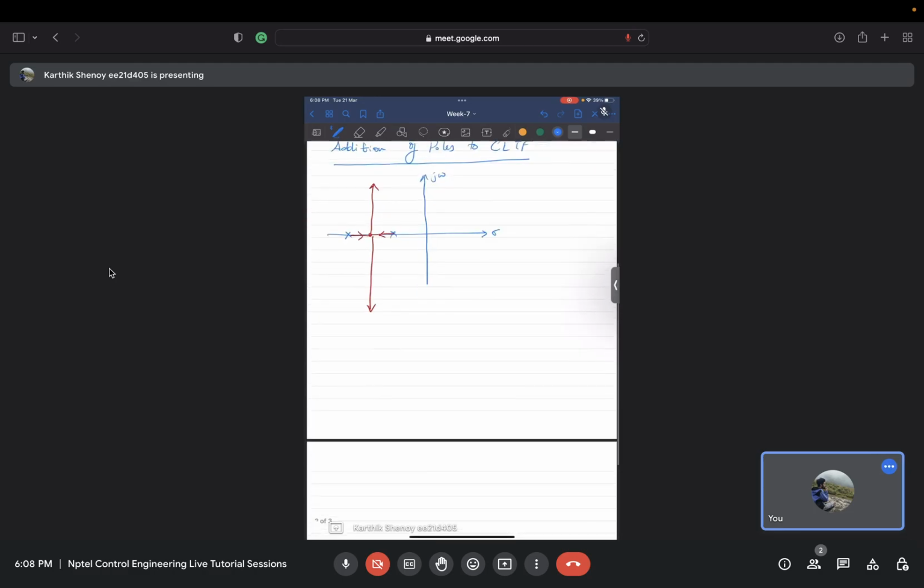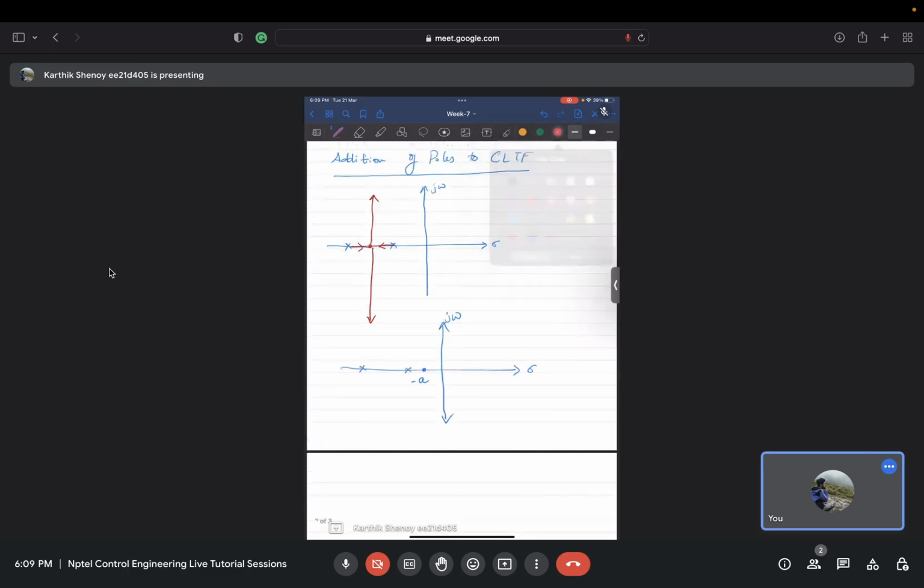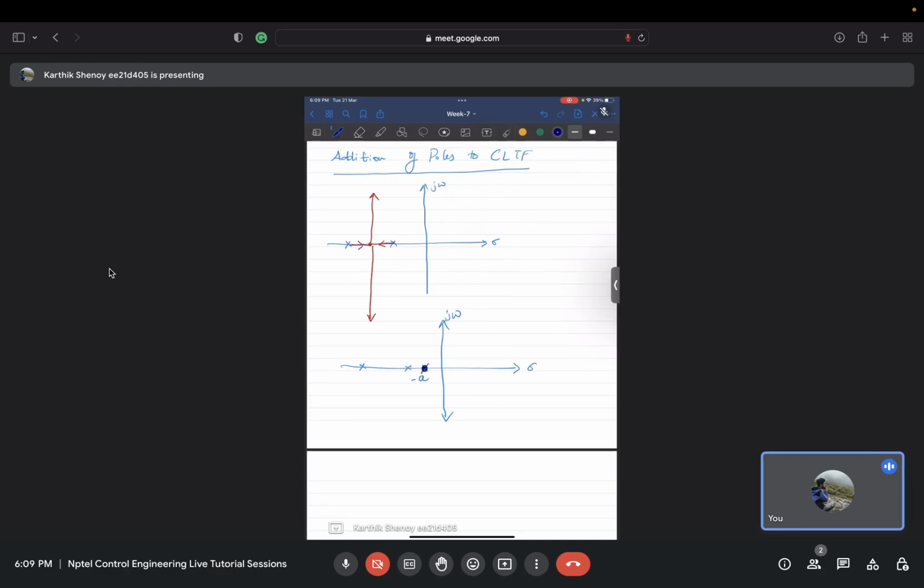Okay, so I'll add a pole to it on the sigma j omega plane. If I add a pole at, say, minus A, okay, I'll use some other color, maybe this. So I added a new pole here. Then how will my phase portrait look? My phase portrait will actually change, right? Because something like this, then it will go like this, and these two will do something like this.